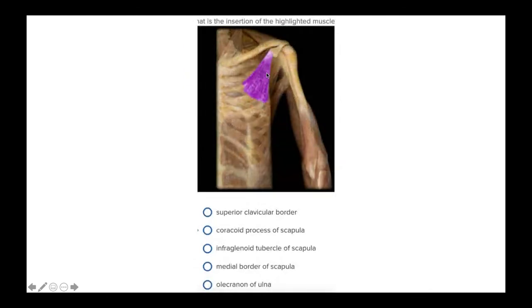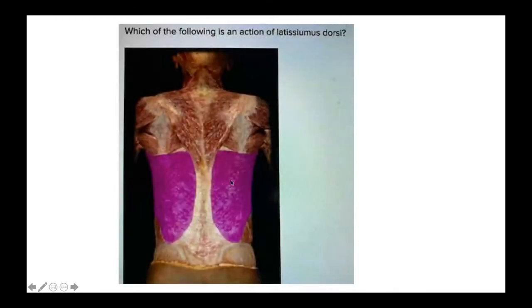Now, if we pull away Pec Major, here's Pec Minor. Pec Minor originates on ribs 3, 4, and 5 and inserts here on the coracoid process. So they're asking for the insertion, and the answer is the coracoid process of the scapula.